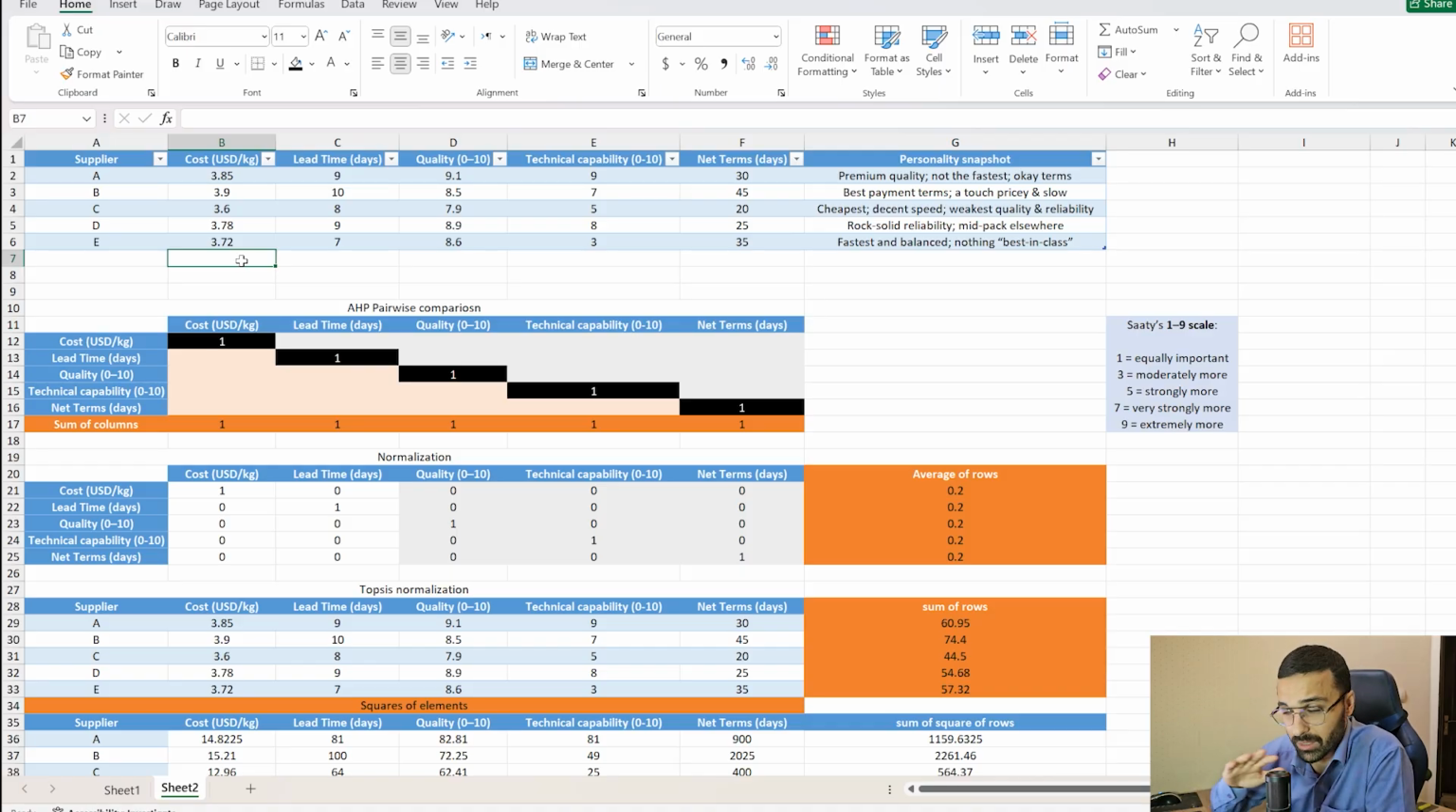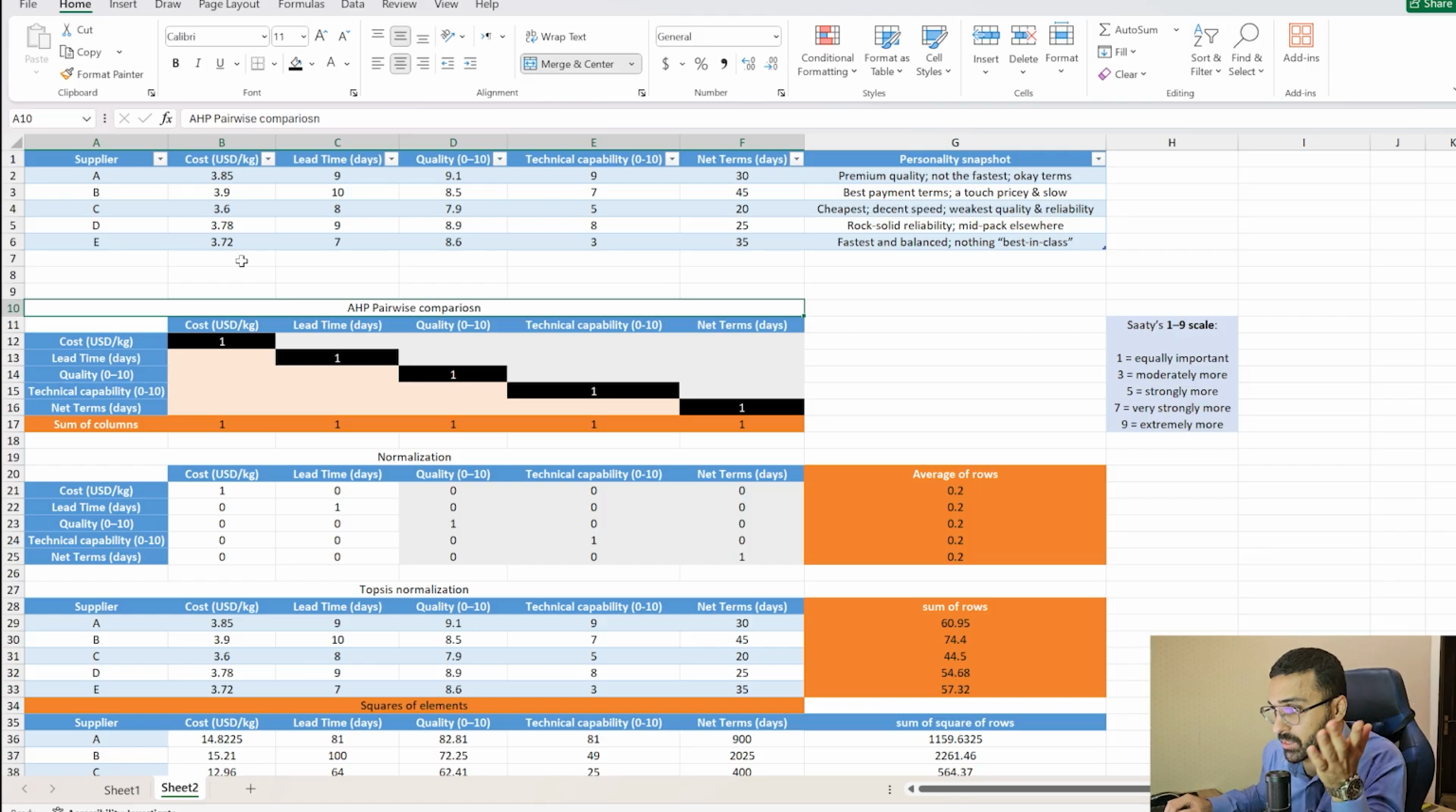The cost is not negotiable, the cost is provided. You can ask the manufacturer, the supplier. The lead time can be averaged out through some previous historical data. The quality can be obtained from the customer side. We can put them on a survey to see how they feel about some product, or maybe some quality checking methods can also provide this value for us. And we could have the same for technical capability and net terms. Those can be obtained from previous data.